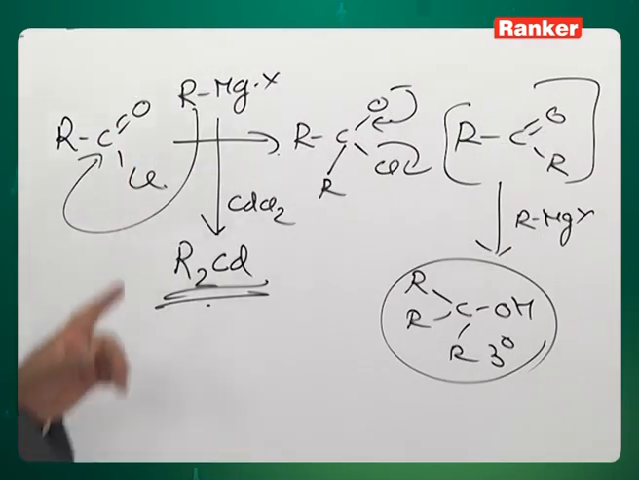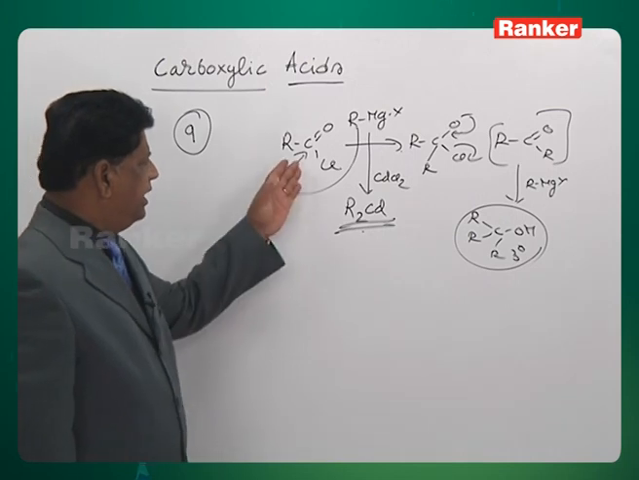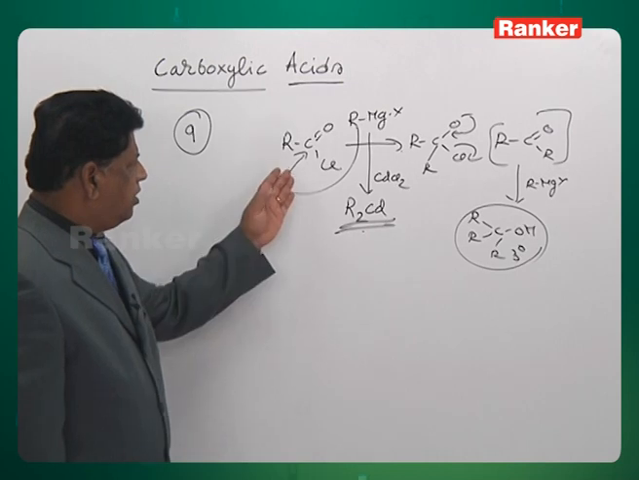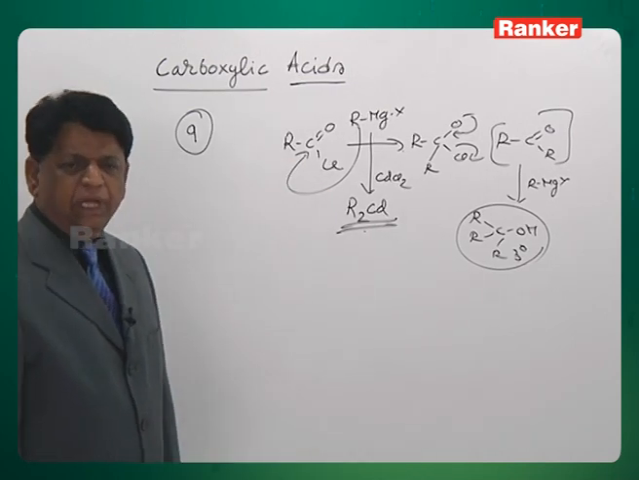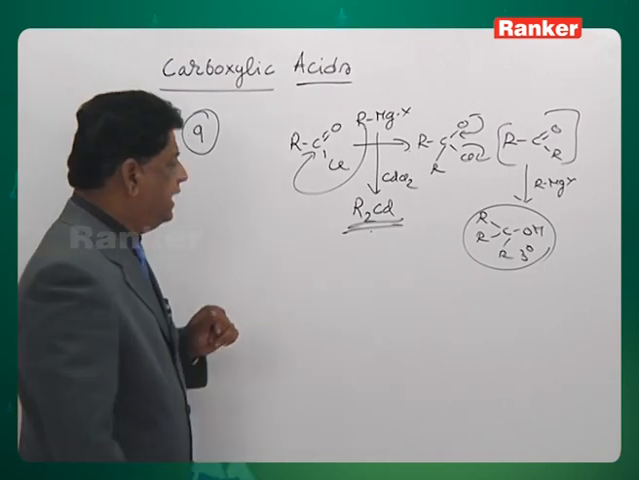If you add excess RMgX, as I said, tertiary compounds are formed. Lithium aluminum hydride will give primary alcohols. RSH is like an alcohol also; esterification takes place and thioesters are formed. So the right answer goes to answer A.